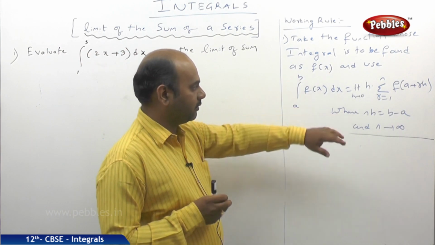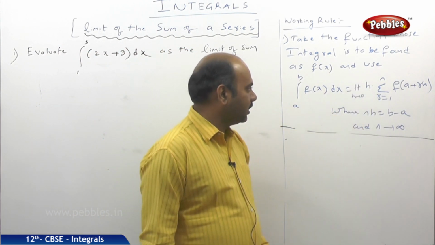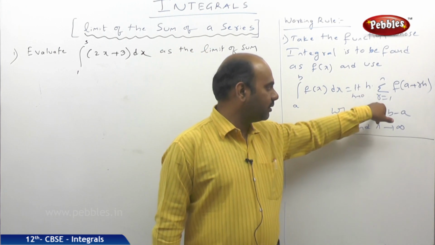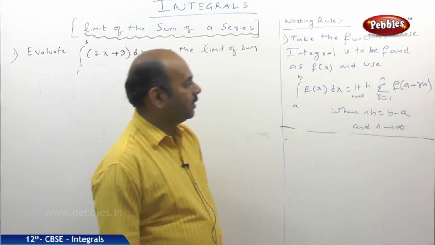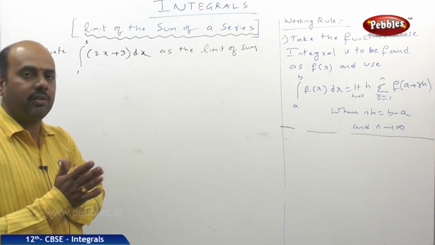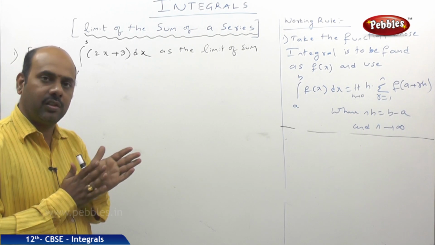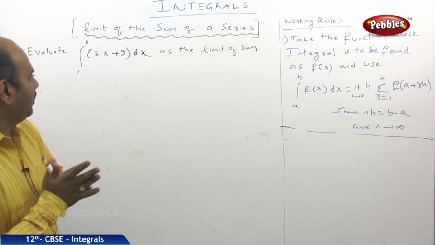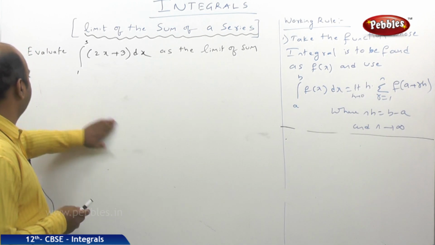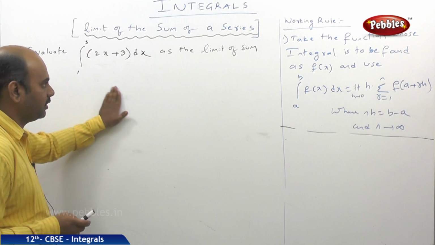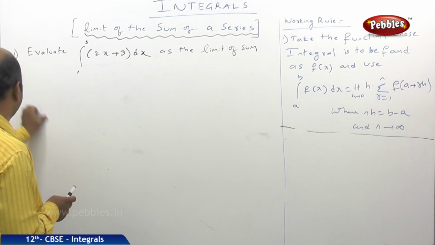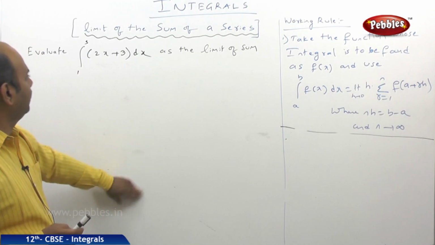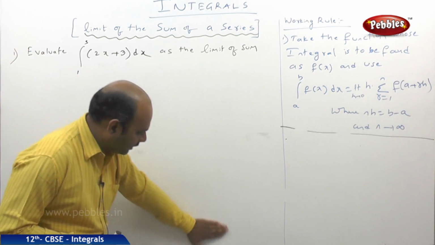Integral a to b f of x dx is equal to limit h tends to 0, h into summation r equal to 1 to n f of a plus rh, where nh is equal to b minus a and n is tending to infinity. Here we need to take the function whose integral is to be found as f of x. Now I go by an example.